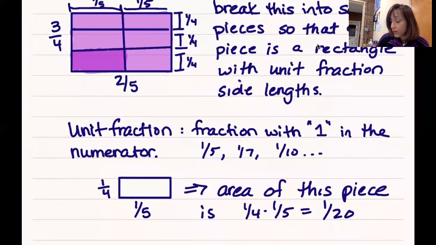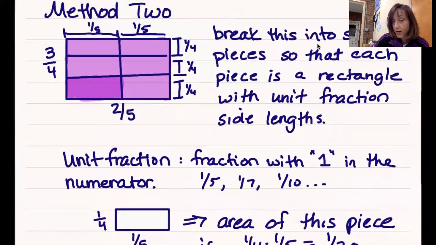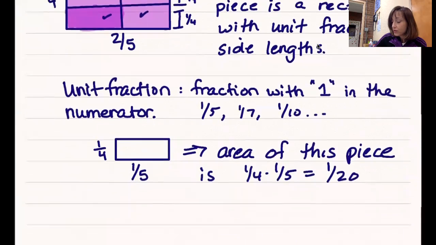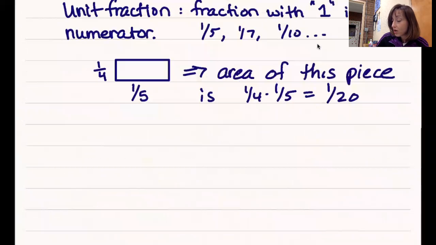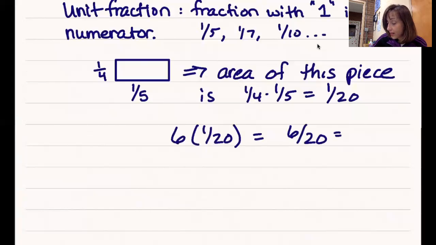So now I go back to the larger rectangle and I ask how many rectangles are there to begin with. So I have 1, 2, 3, 4, 5, 6 of those mini rectangles all together. So 6 rectangles that are each 1/20 unit squared in size means that I have 6 times 1/20, which equals 6/20. And then of course we're going to reduce that by a factor of 2 and we get 3/10.